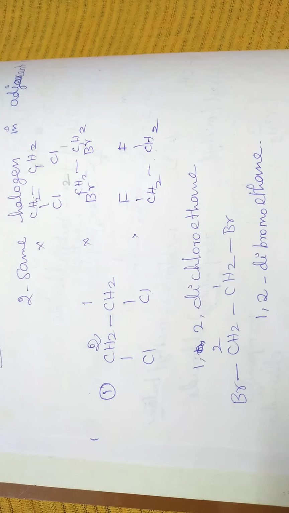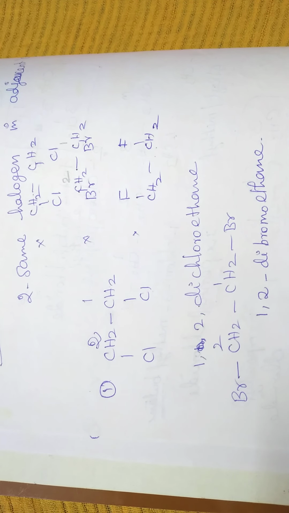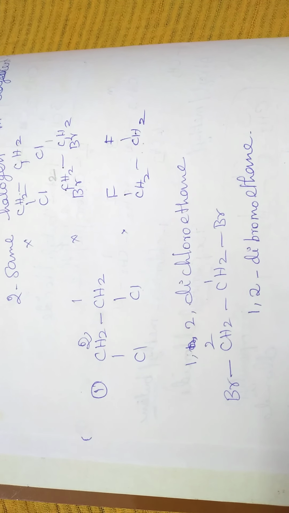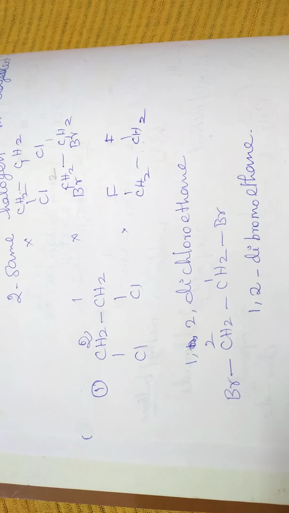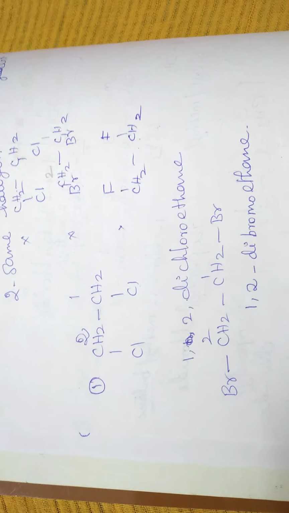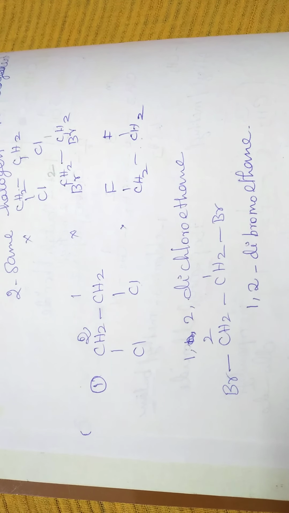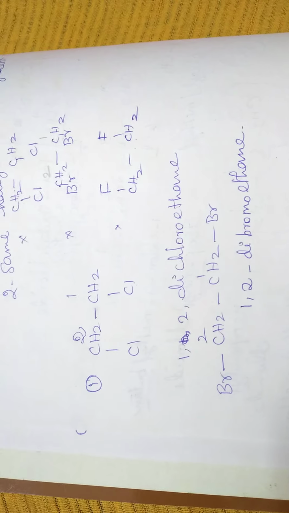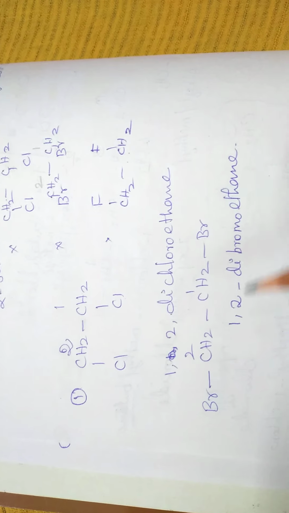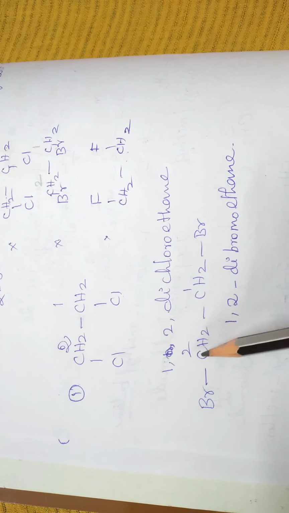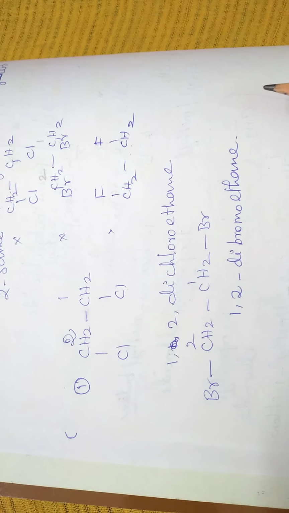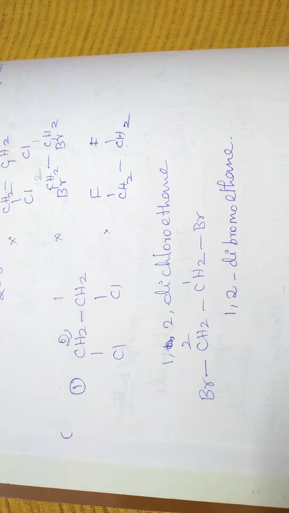What is the difference between gem dihalides and vicinal dihalides? Gem dihalides means two halogen atoms are present on the same carbon atom. But vicinal dihalides means the same halogens are attached to adjacent carbon atoms. So those are the examples I have given. 1 bromide here, also bromide here, so 1, 2 dibromoethane. I hope up to this you understood.